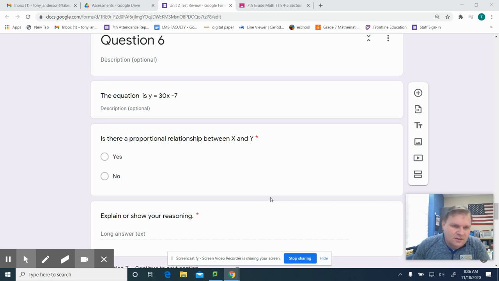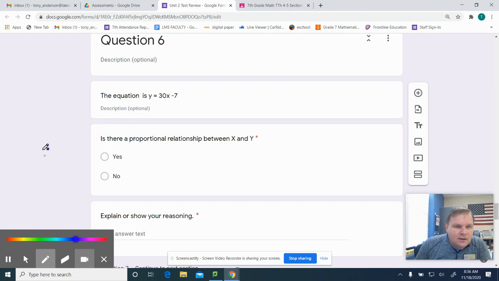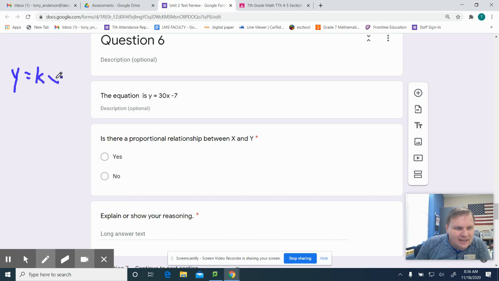On this last part of the questions, we want to look at this equation. A proportional relationship will always be in the form y is equal to kx. There can be nothing else after that. K stands for the constant of proportionality, and I'm just going to abbreviate there for time's sake.